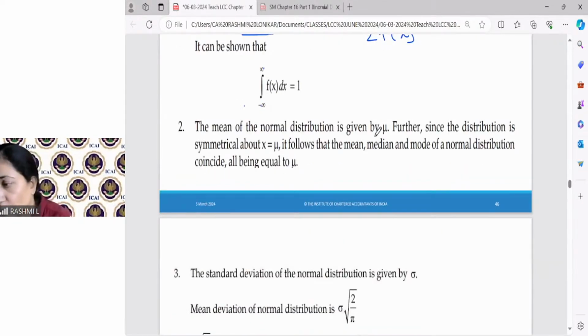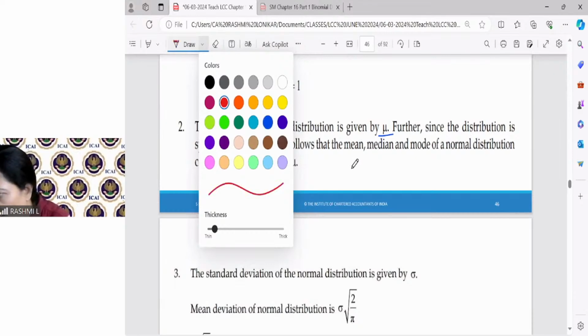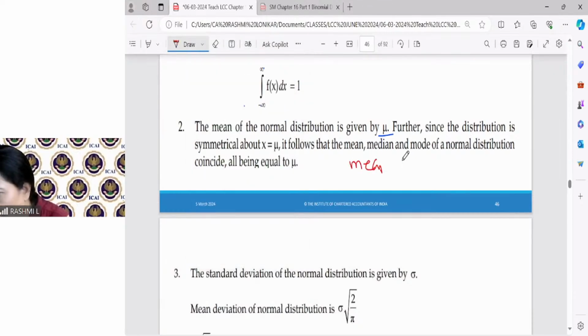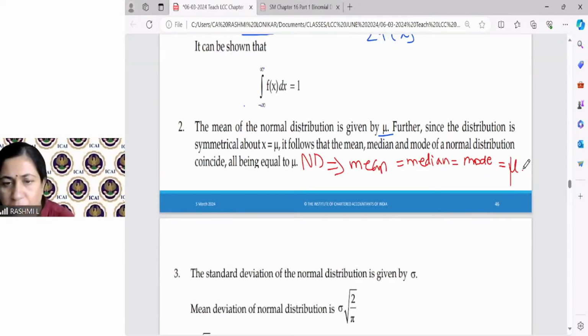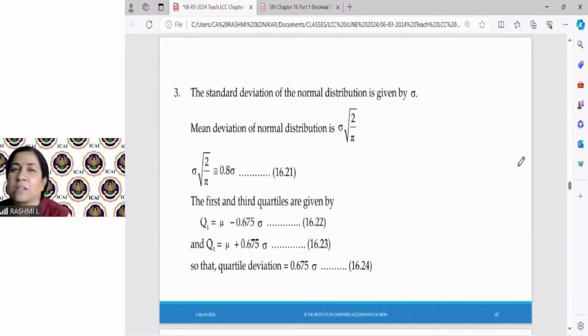The mean of the distribution is given by mu. Further, since the distribution is symmetrical about x equal to the mean, it follows that, and this is also very important, mean is equal to median is equal to mode for a normal distribution, which is equal to mu. Then there are certain figures that you need to know.